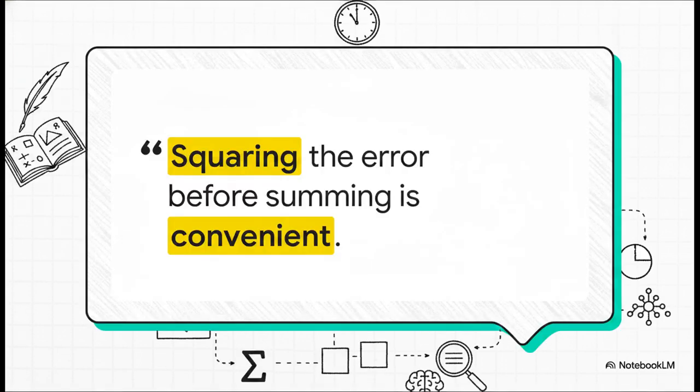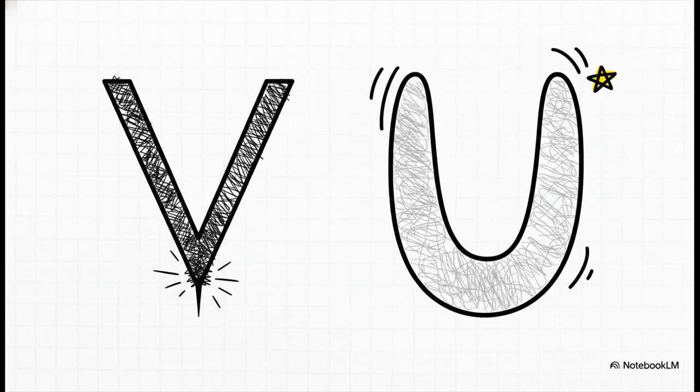Well, the answer takes us all the way back to the year 1705. French mathematician Adrien-Marie Legendre, the guy who first published the sum of squares method, literally just said that squaring the error before summing is quite simply convenient. Yep, you heard that right. This foundational choice in modern artificial intelligence was driven purely by historical mathematical convenience. But we have to ask, what did Legendre actually mean by convenient?